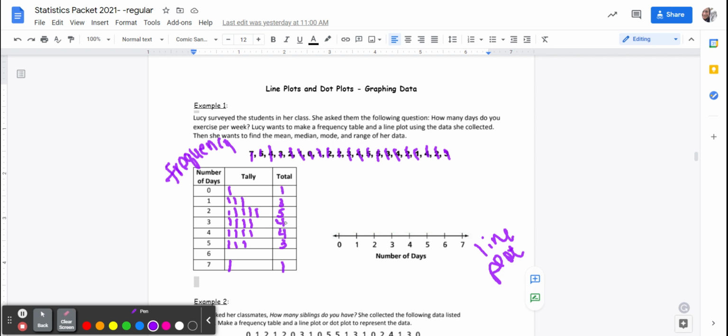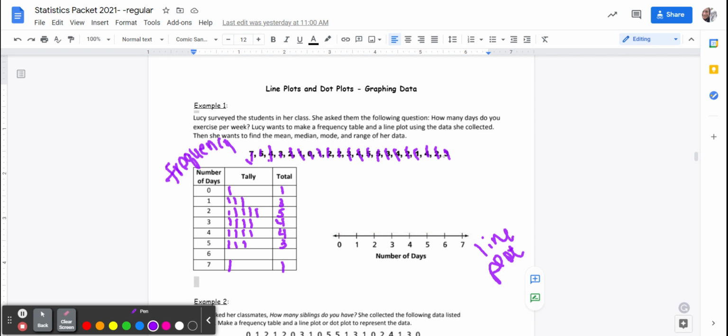So 9 plus 9 is 18, plus 3 is 21. Good. So I have 21 numbers. Now I'm going to check and make sure I'm supposed to have 21 numbers. 1, 2, 3, 4, 5, 6, 7, 8, 9, 10, 11, 12, 13, 14, 15, 16, 17, 18, 19, 20, 21. Yep. That's me double checking my work. I have 21 numbers in my frequency table, and I had 21 numbers listed, so I'm pretty sure I'm right.